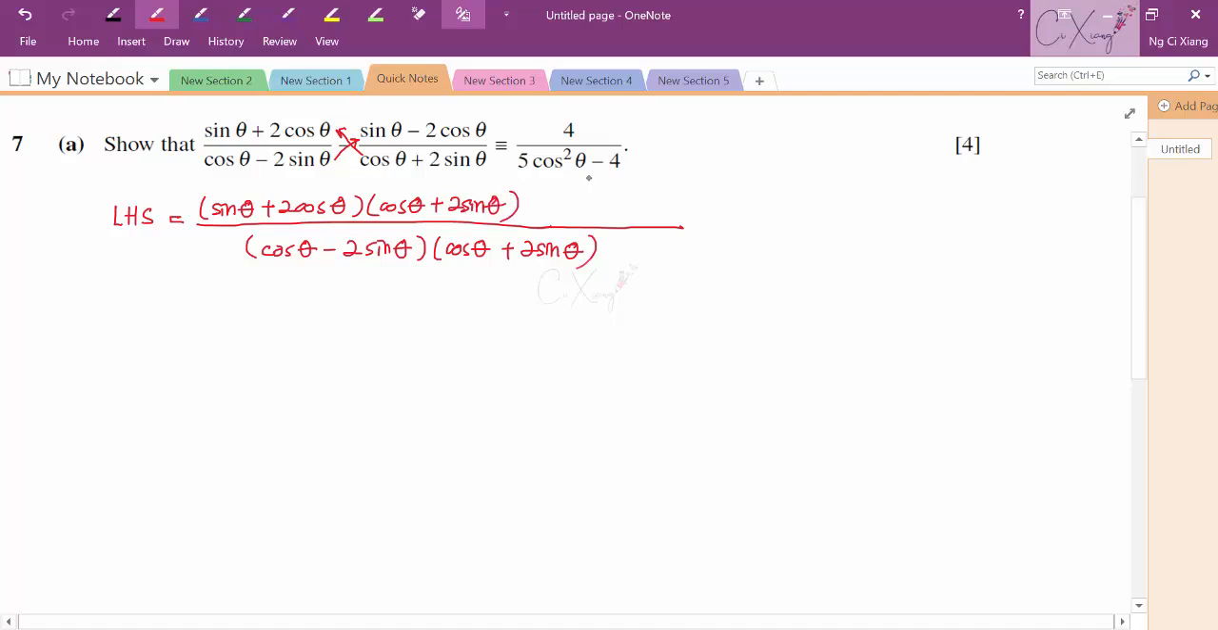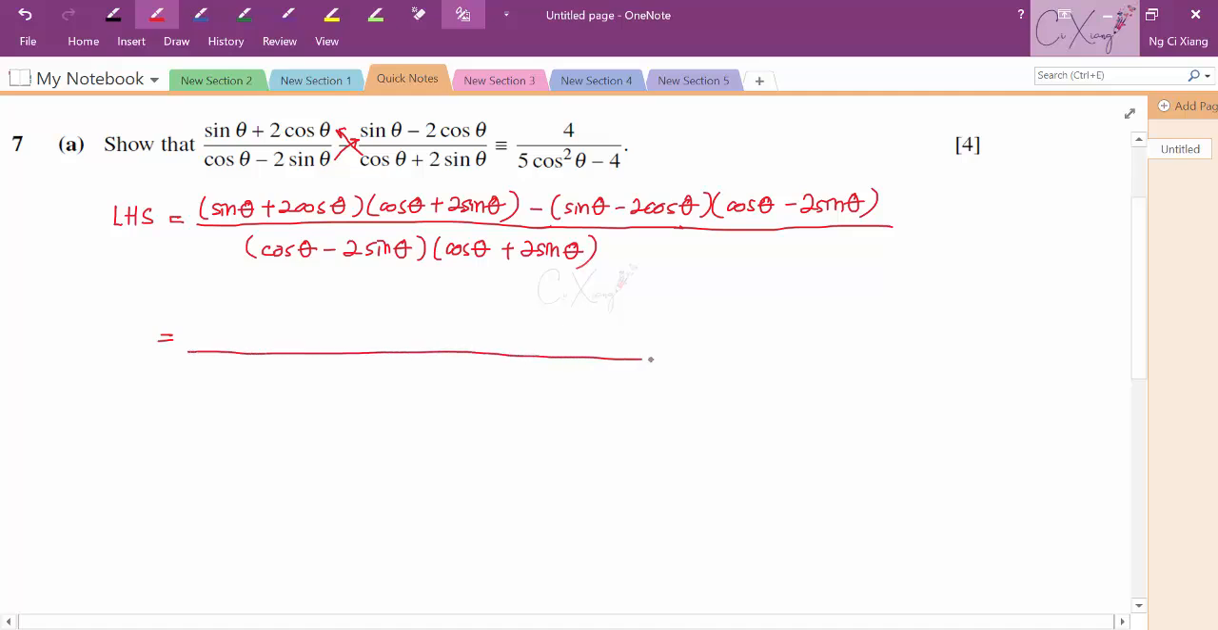At the same time, we have sine theta minus 2 cos theta multiplied by cos theta minus 2 sine theta. So the step is very, very long here. Now let's try to simplify. Maybe we can expand all the brackets first and then simplify. For the denominator, if you expand everything, we will have cos squared theta minus 4 sin squared theta.